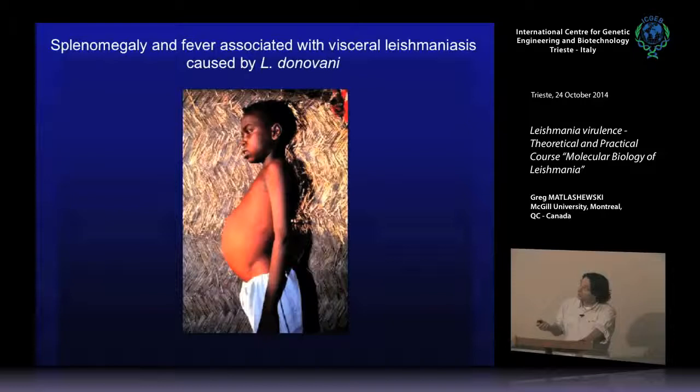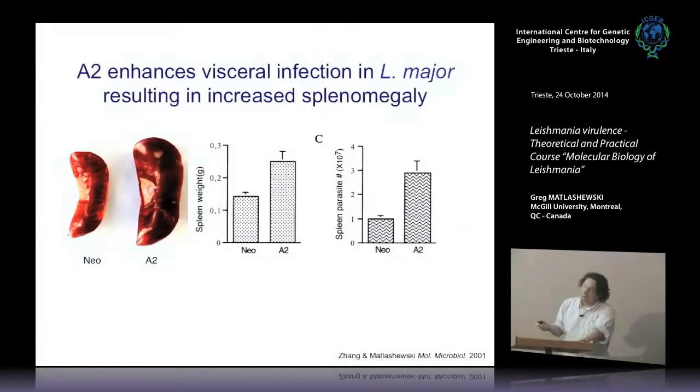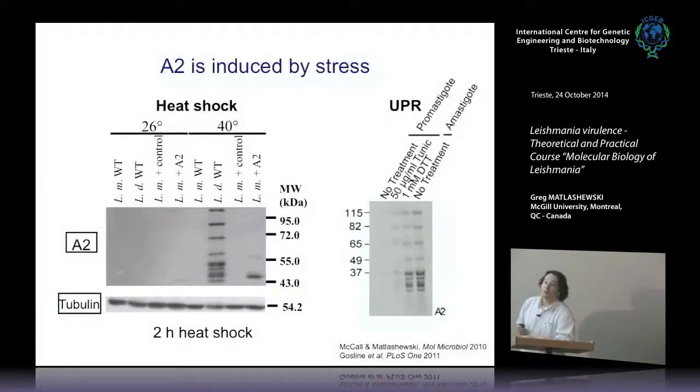And this is, of course, what you see in visceral leishmaniasis, where one of the common features is splenomegaly. And you can see the A2 here induces splenomegaly. So this is a gene that is probably involved with this visceralization and induction of splenomegaly. So what is A2 doing, apart from allowing the parasite to survive in the spleen? How does it do that?